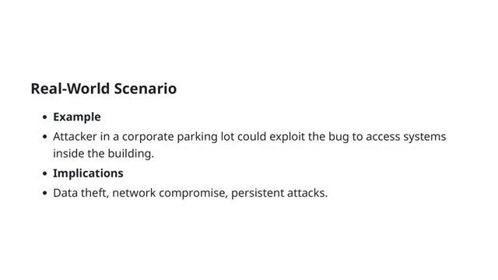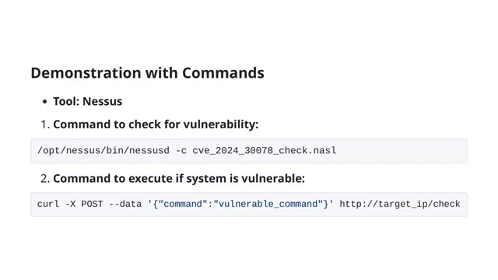Now let's dive into a practical demonstration using the Nessus tool to check for the vulnerability we discussed earlier. First, we use the following command to check if the system is vulnerable: /opt/nessus/bin/nessus -d -c CVE-2024-3078-check.nasl. This script will scan the system based on the CVE identifier we are targeting.